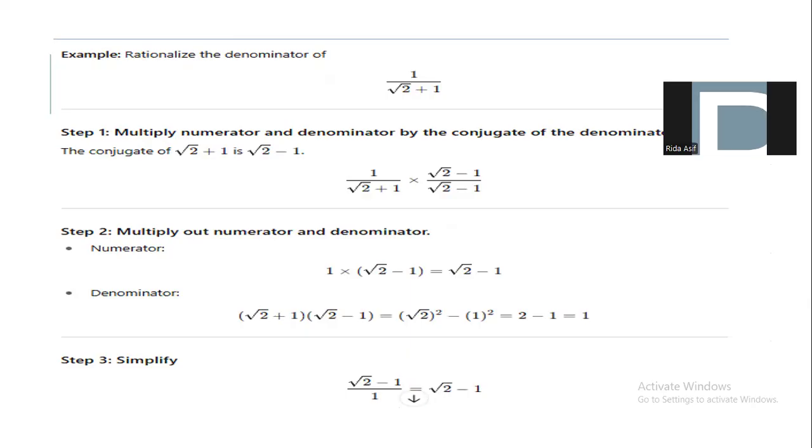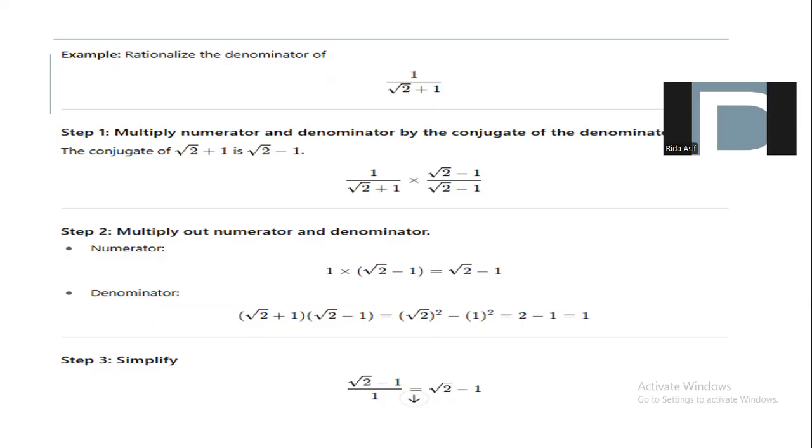Here in this question, we can see 1 over root 2 plus 1. Again, we can see that the root is in the denominator, which we cannot solve, right? So what do we have to do? We have to multiply and divide the denominator by its conjugate. And what is the meaning of conjugate? We just change the sign in the center. If there is a plus sign, it becomes minus, and if it is minus, it becomes plus.